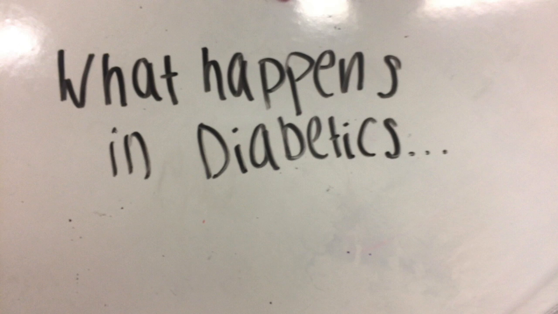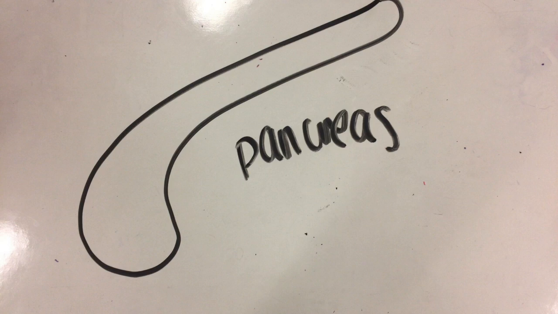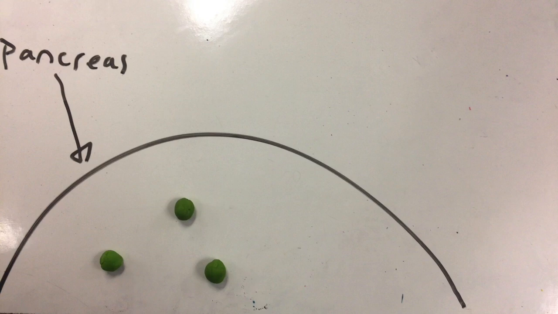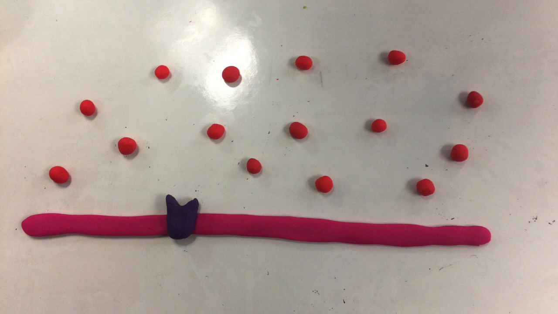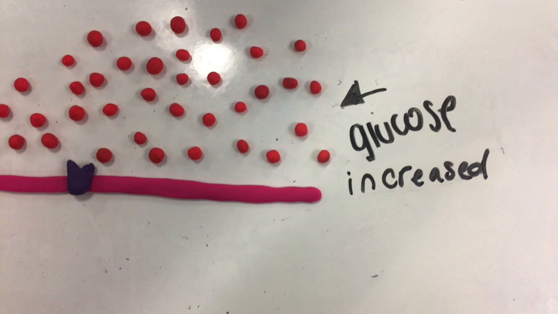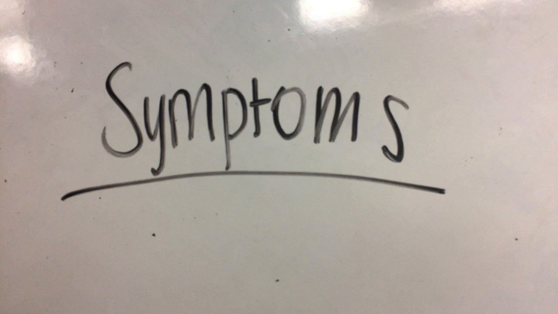This is what happens in a person with type 1 diabetes. The immune system destroys beta cells in the pancreas, which produce insulin. So what happens is that there is too much glucose built up outside of the cells. They can't move into the cells because there is no insulin that can trigger glucose transporters.